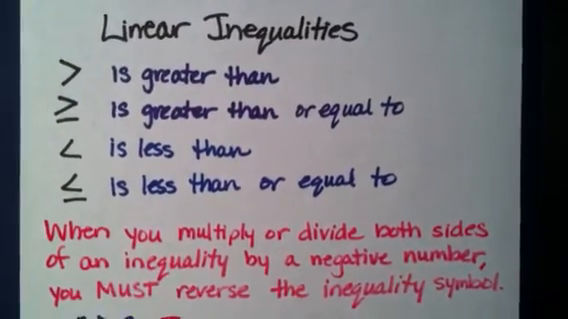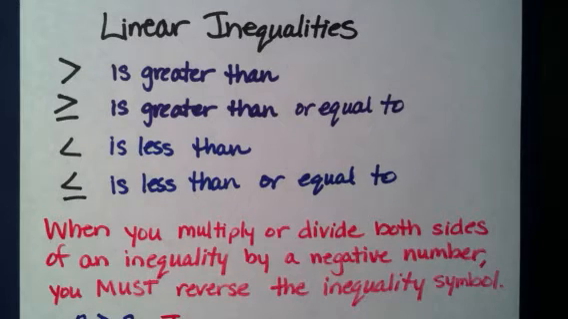For linear inequalities, you need to remember that the first symbol means is greater than, the next symbol means is greater than or equal to, the third symbol on the list there means is less than, and the last one means is less than or equal to. When you multiply or divide both sides of an inequality by a negative number, you must reverse the inequality symbol.